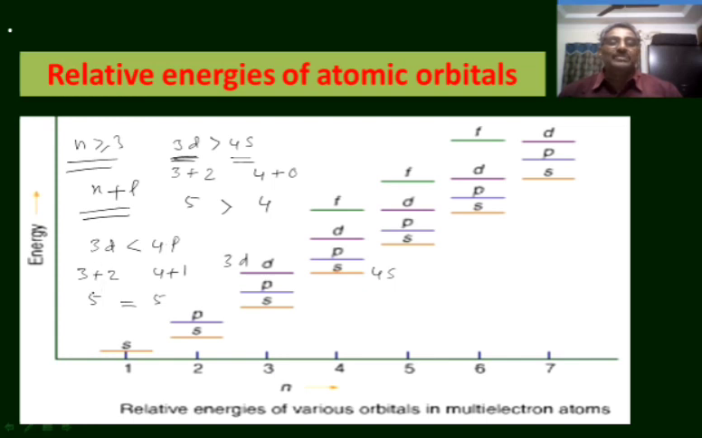The reason is, though n plus l is 5, 3 plus 2 is equal to 5 and 4 plus 1 is equal to 5, though the n plus l value is the same, for the 3d orbital, the n value is less. For 3d, n is equal to 3. For 4p, n is equal to 4. You know that 3 is less than 4, so 3d has lower energy than the 4p orbital.